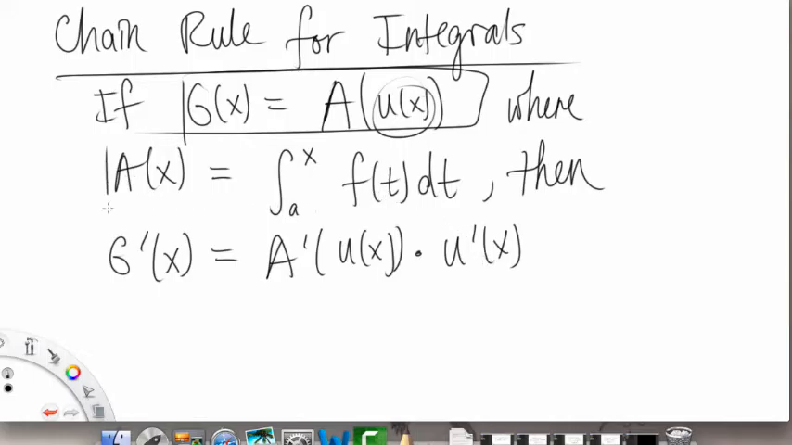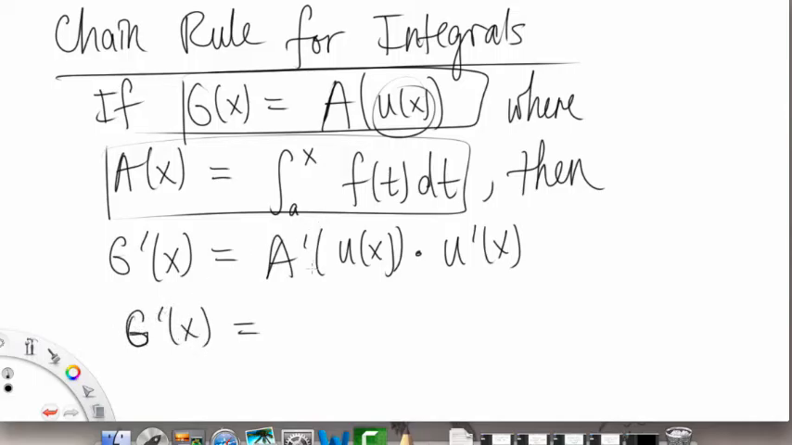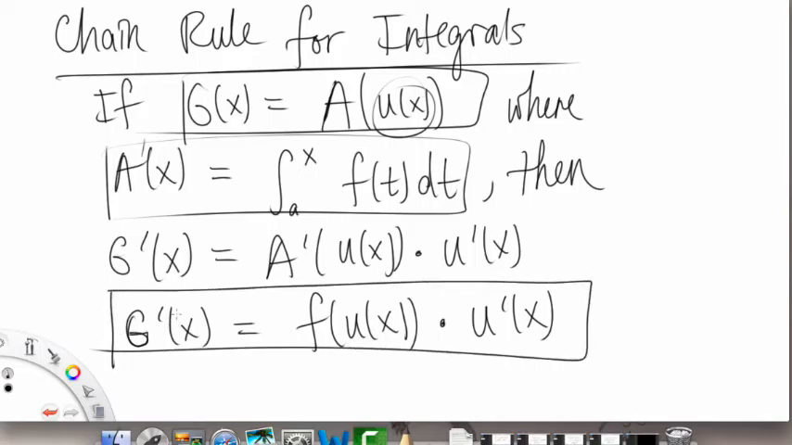According to our formula for the area function, that also means g prime of x is equal to, not A prime anymore, but f of x, except instead of just an x, we have a u of x. So it's f of u of x times the derivative of u with respect to x. It gets a little bit complicated here, but basically what this means is, I'll draw it on the next slide.